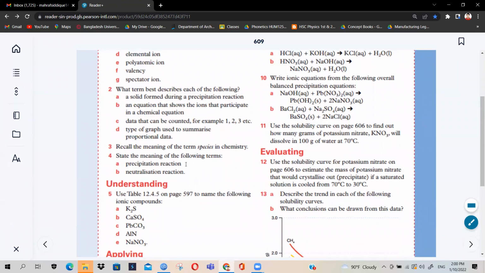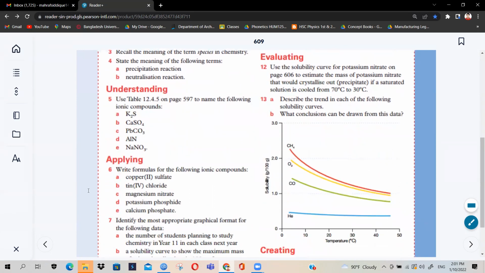Precipitation reaction is a particular reaction where at least one of the products gets precipitated, and neutralization reaction is a reaction where an acid and base react to form neutralized compounds like salts and water. Okay? You can write it in your language as well. Just make sure to provide examples.